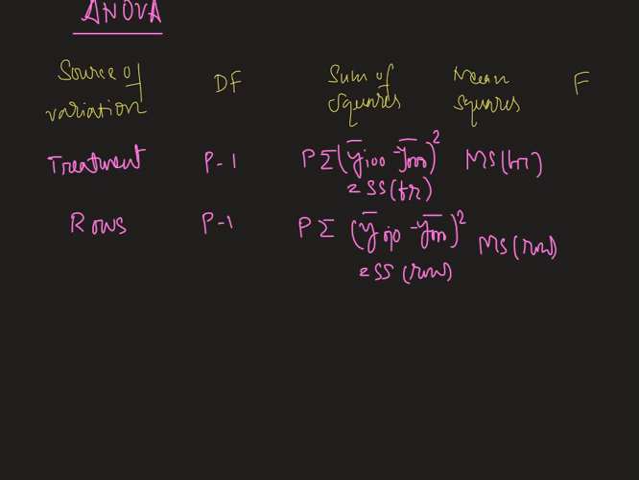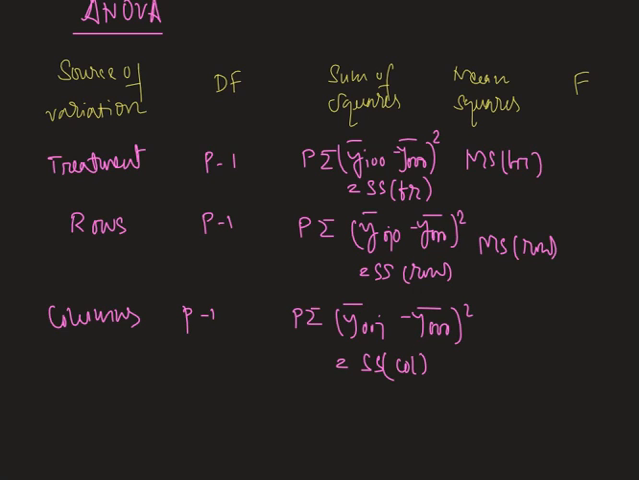Thirdly, the source of variation is from columns of a Latin square. Degrees of freedom is also p minus 1, and the sum of square is p multiplied by y naught naught j bar minus y triple naught bar whole square, which is nothing but sum of square due to columns. And here we have MS column.